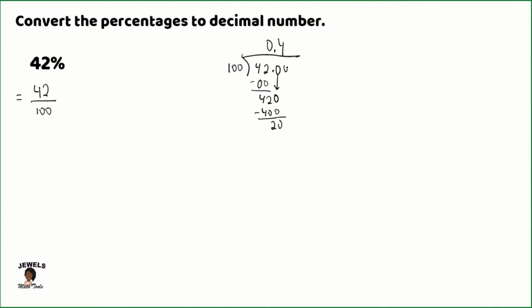We're going to add another 0, bring down that 0, changing 20 into 200. 100 goes into 200 2 times. 2 times 100 is 200. And 200 subtract 200 gives us 0. So we see that 42% as a decimal number is 0.42.